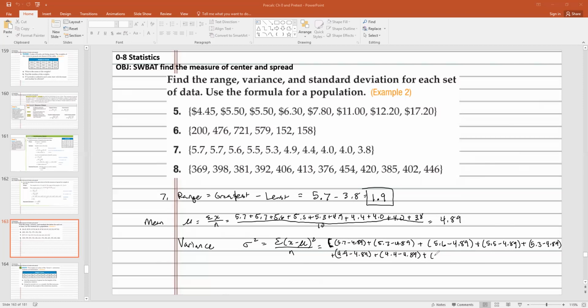Here we have plus 4.0 minus 4.89 plus 4.0 minus 4.89. Are we done yet? Not yet. One more. 3.8 minus 4.89. And I'm going to put a bracket and square it. Okay, so on Desmos, you don't need to put a bracket, but you can put two parentheses. Okay, oh, where's my cursor? There we go. All over 10.